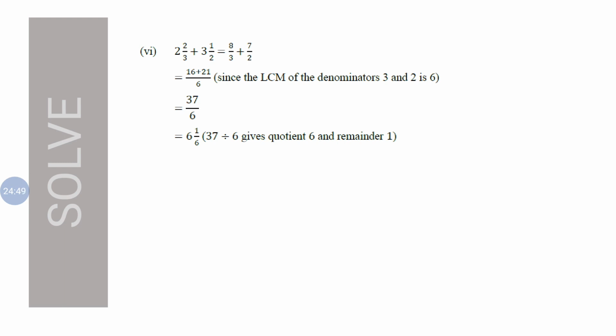Convert the improper fraction into a mixed fraction. 37 divided by 6 gives quotient 6 and remainder 1, so 6 1 by 6. Check: 6 6s are 36, 36 plus 1 is 37, so we get 37 by 6.